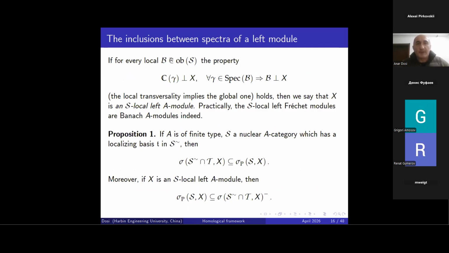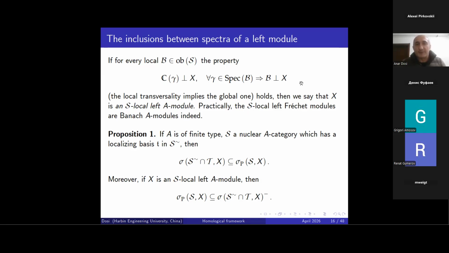Well, we know this property, let me say, if for every local, that means for every localization, this property for all characters implies this one. Well, we used to say the local transversality implies the global one. Then we say that X is an S local left module. Well, practically, it's all about Banach modules, the Banach case.